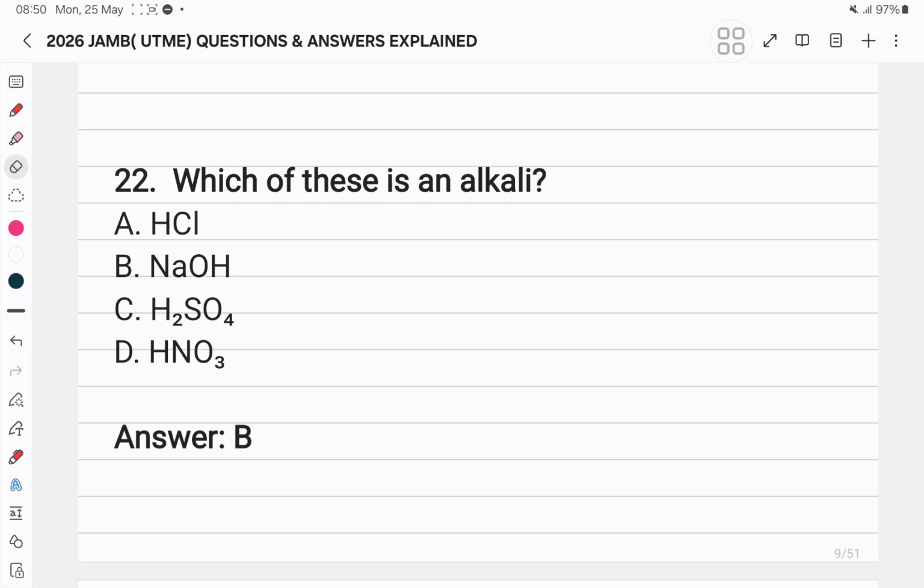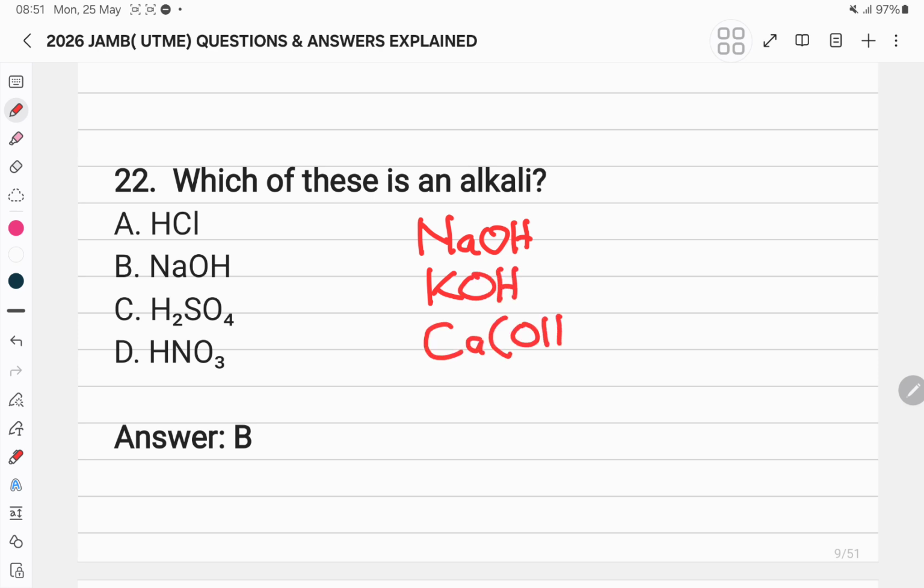Let me expatiate more on alkali. An alkali is defined as a base that is soluble in water. We have examples like sodium hydroxide, potassium hydroxide, and calcium hydroxide. These are the common examples of alkali. They dissolve in water and ionize to produce hydroxide ions, as represented by this equation. So when sodium hydroxide dissolves in water, it ionizes to produce ions, and one of the ions is the hydroxide ion. So a soluble base in water is called an alkali.